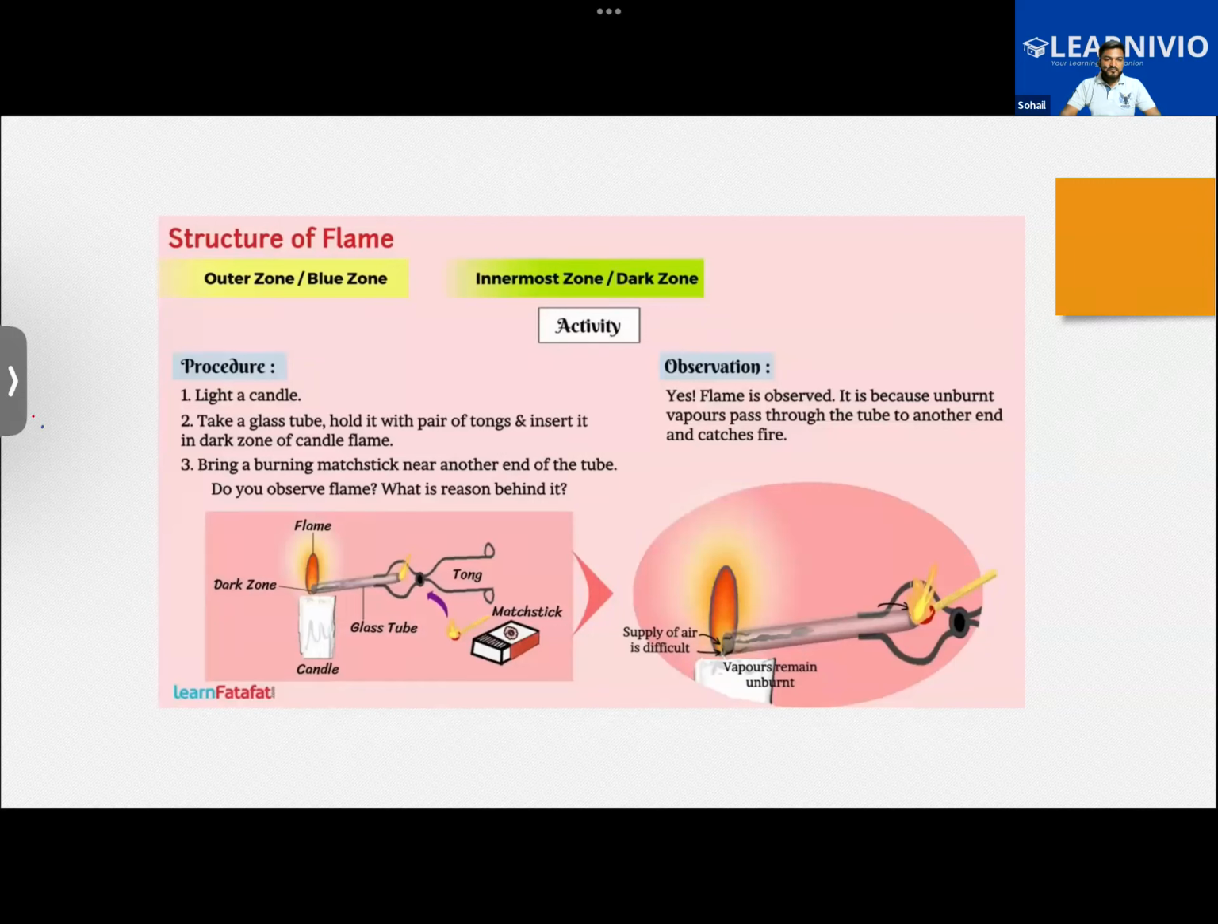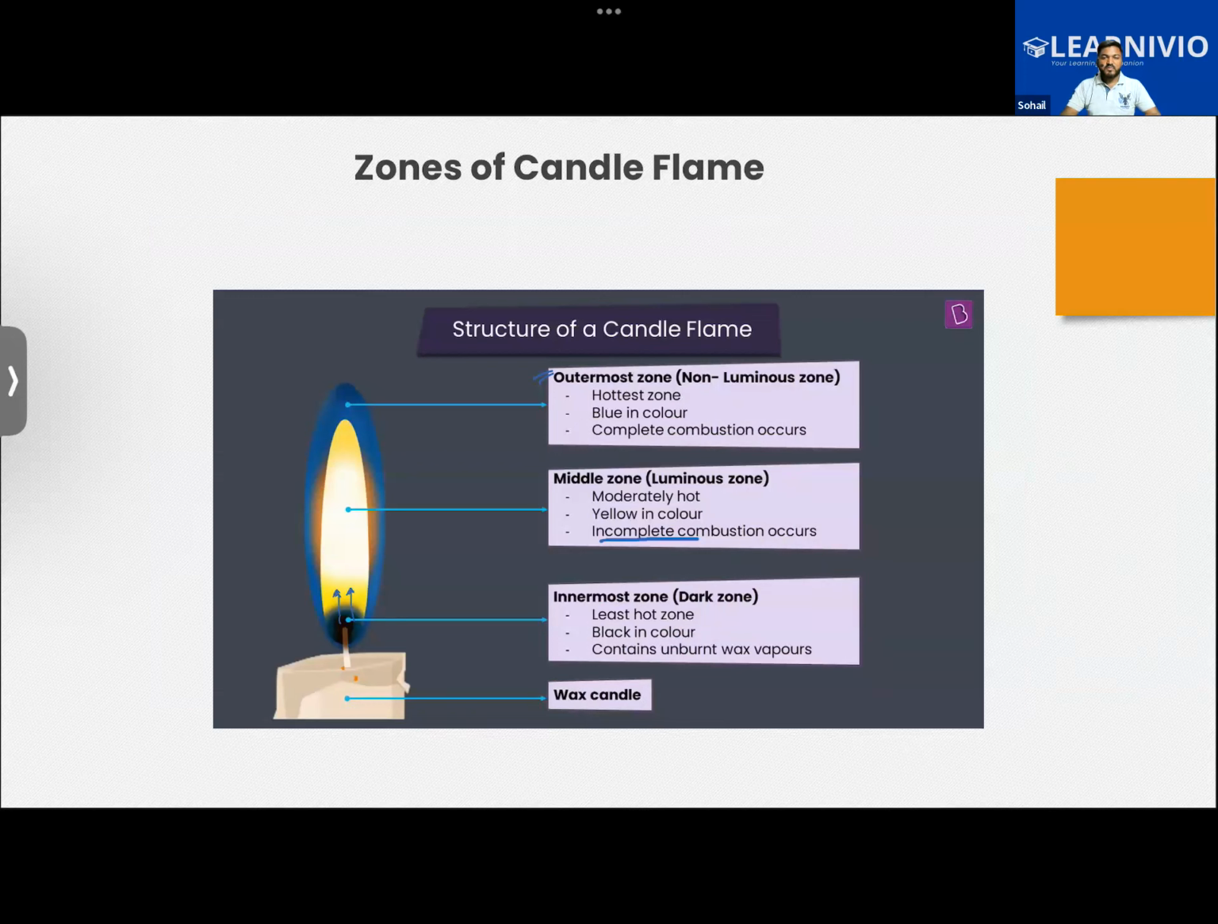Now, the middle zone of the candle flame, also called the bright zone or the zone of incomplete combustion, is the pale yellow zone that you see over here, and that is moderately hot, right? Here there isn't enough oxygen available for the carbon particles and for the wax vapors to burn. So the unburned carbon particles go through combustion, but they do not completely burn, they are going through partial combustion only. So that is what happens in the middle zone of the candle flame, right?